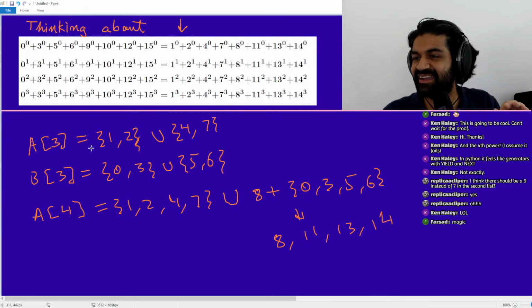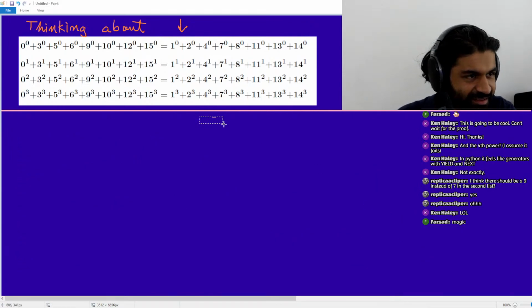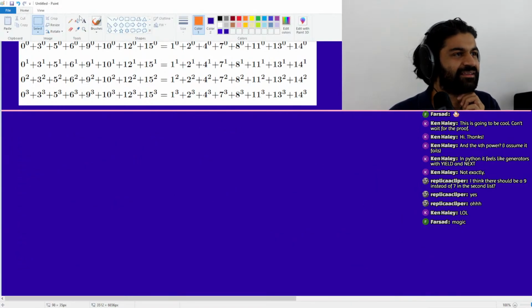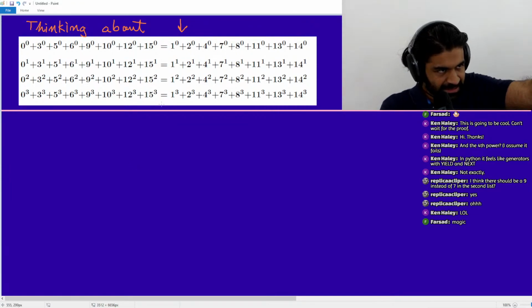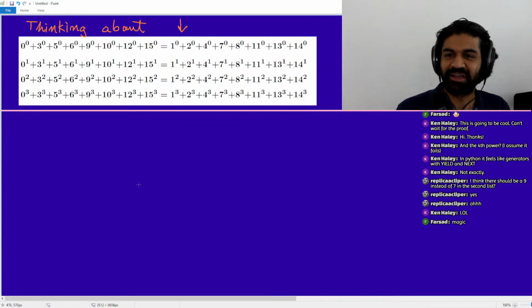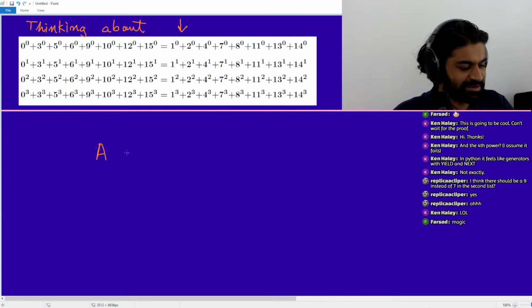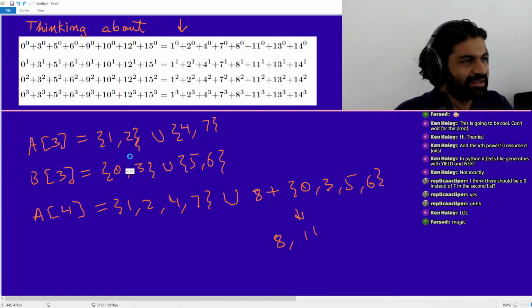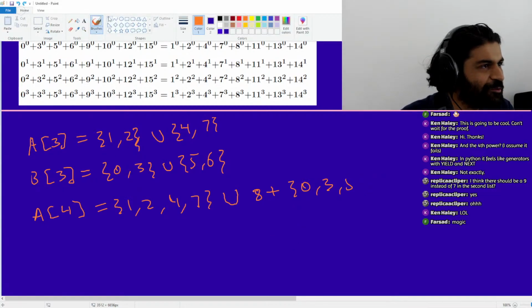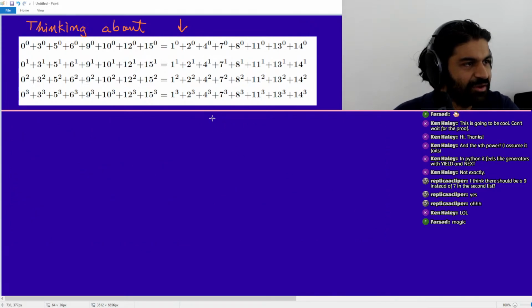Now I'm going to say something else. Let's say we knew this is true. So for example, if I take a look at A4 and B4, what is this saying?